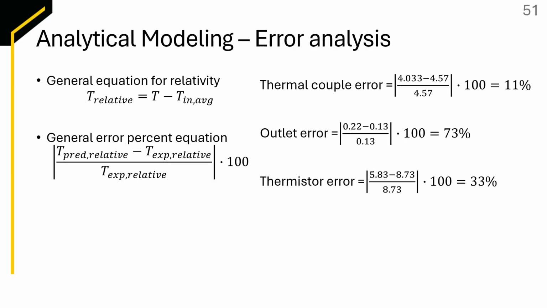Here we have an error analysis for analytical modeling, where our general equation for relativity is T relative is equal to T minus T inlet average, where our general error equation is T predicted relative minus T experimental relative, divided by T experimental relative, all multiplied by 100. Here for thermocouple error, we got a percentage of 11. For outlet, we got a percentage of 73%. And for thermistor, we got an error of 33%.